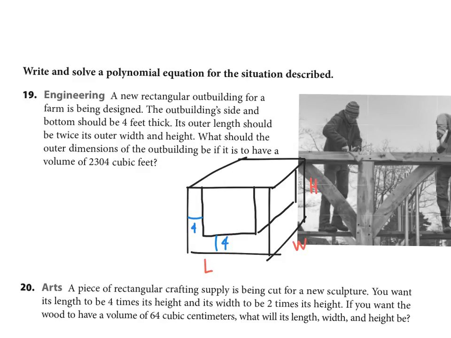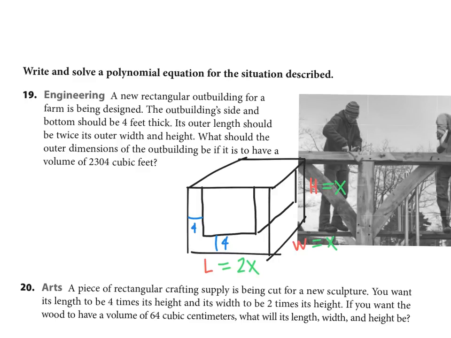No. They told you the length is twice those though. So what can you infer about your width and your height from that? They're equal. So let's say our width is X, then our height would also be X. So then our length would be what? 2X.